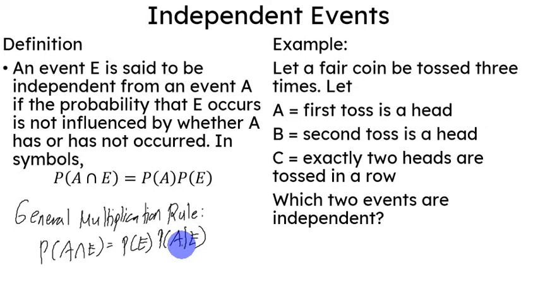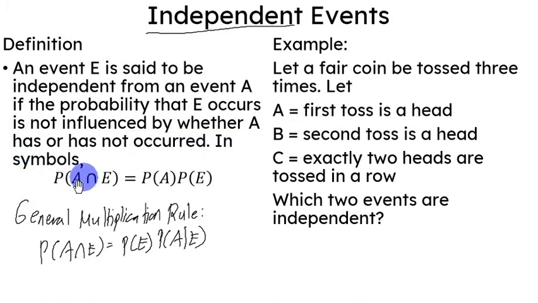There are cases wherein there are two events that do not affect each other's probability or number of outcomes in its sample space. Those events are said to be independent. So, let's have our definition here. An event B is said to be independent from an event A if the probability that B occurs is not influenced by whether A has or has not occurred.